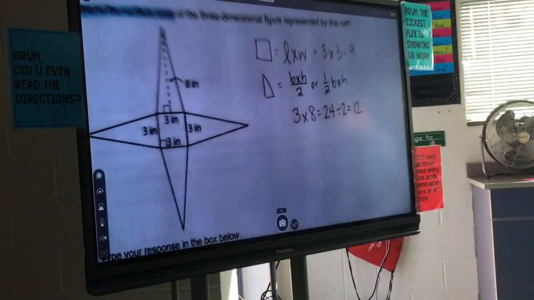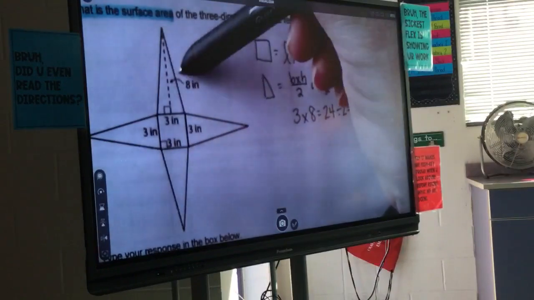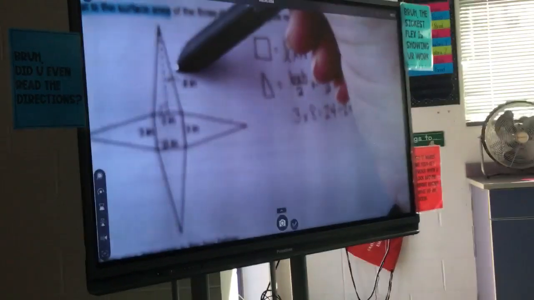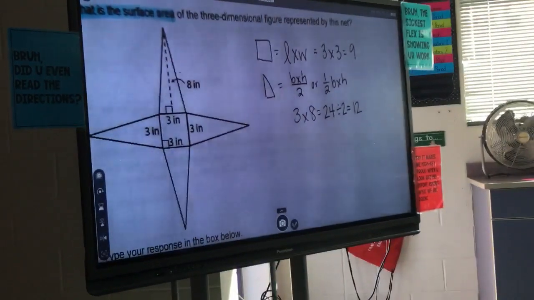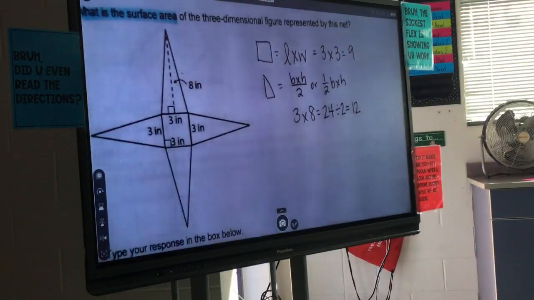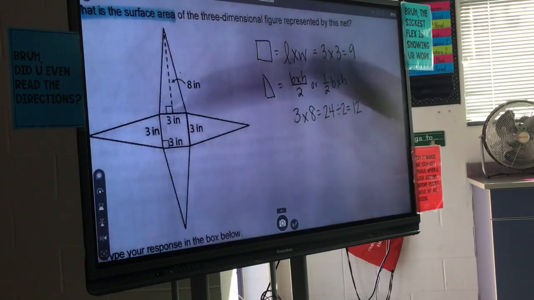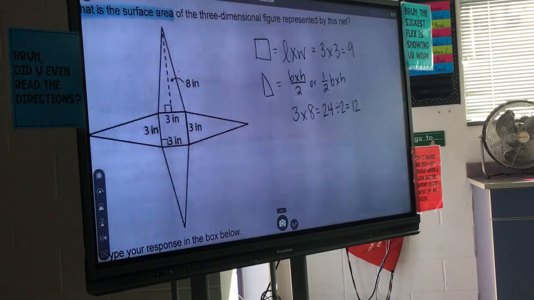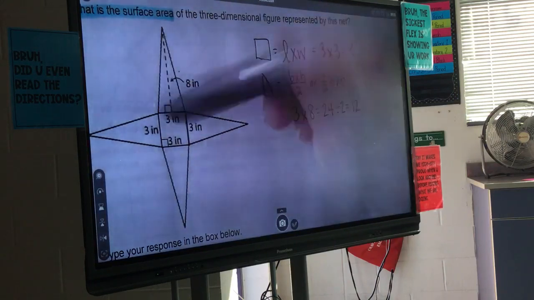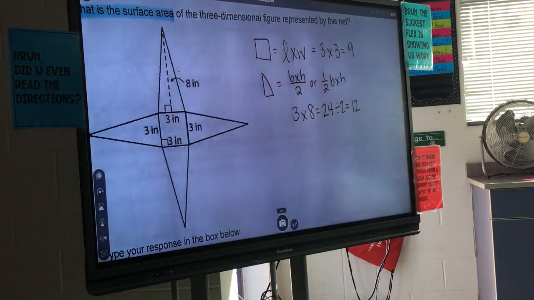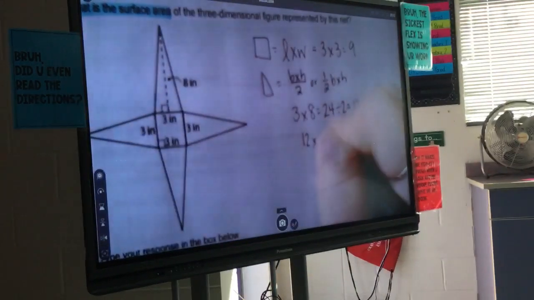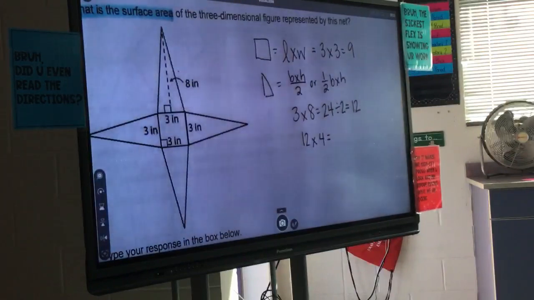All right, so I just found the area of this triangle. How many of the triangles have the same area as 12? Four of them, because if it wasn't all four of them, then they would have all different numbers, but they don't. Right, so because my base is a square and all the sides are the same, and I know all the heights are the same because it only gives me one height, I know that I can multiply this 12 times 4. Does everybody understand that?